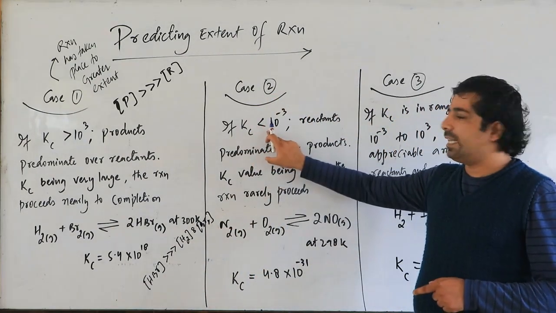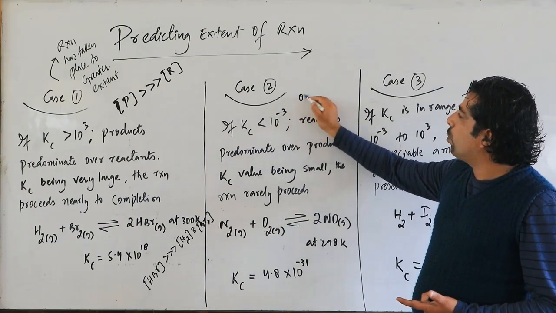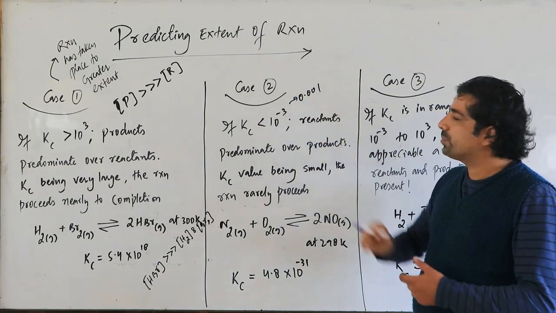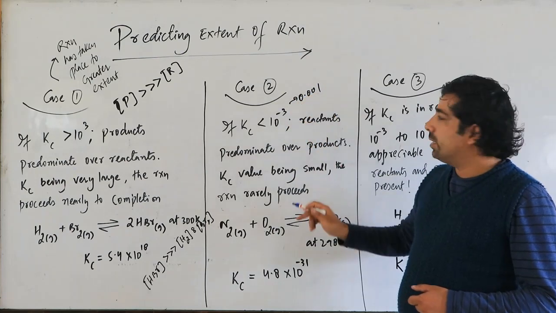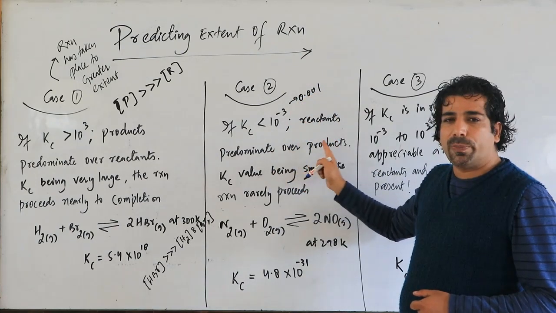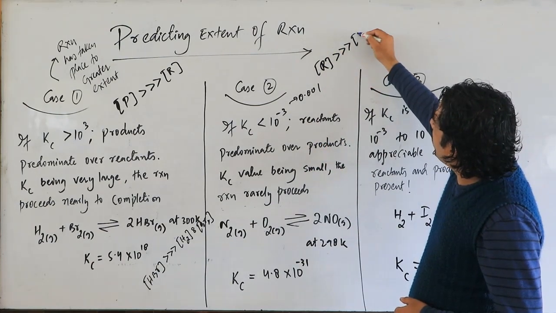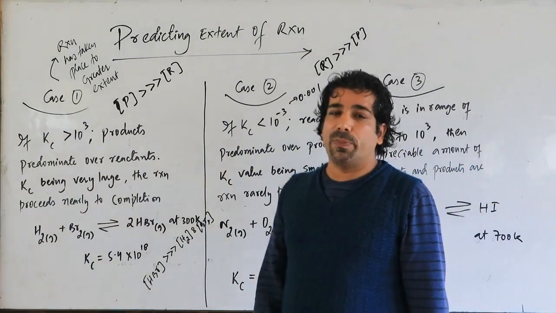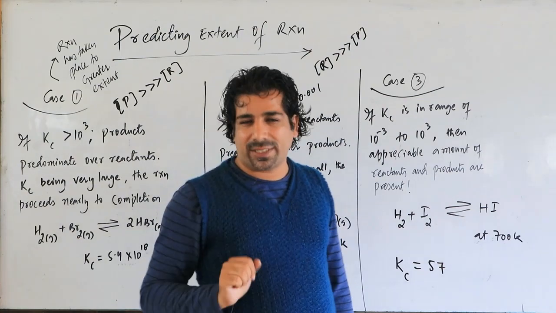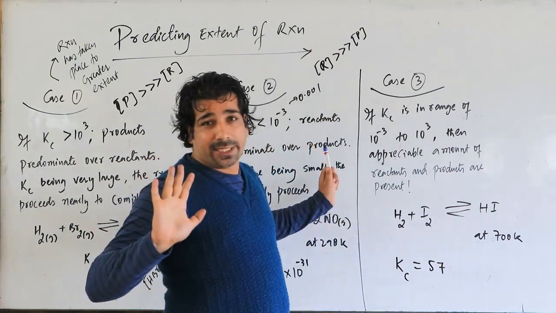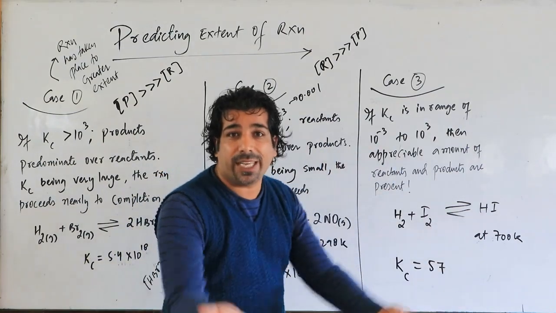So let us go further to case number 2. If the Kc value is less than 10 raised to the power minus 3, then what happens? 10^-3 means 0.001, my dear friends. If the Kc value is less than 0.001, then reactants predominate over products. So in this case reactants are far greater than products. When reactants are more, products are less. That means a smaller amount of reactants have changed into products. What is the meaning? The meaning is that reactants do not want to change into products. That's why they are more.